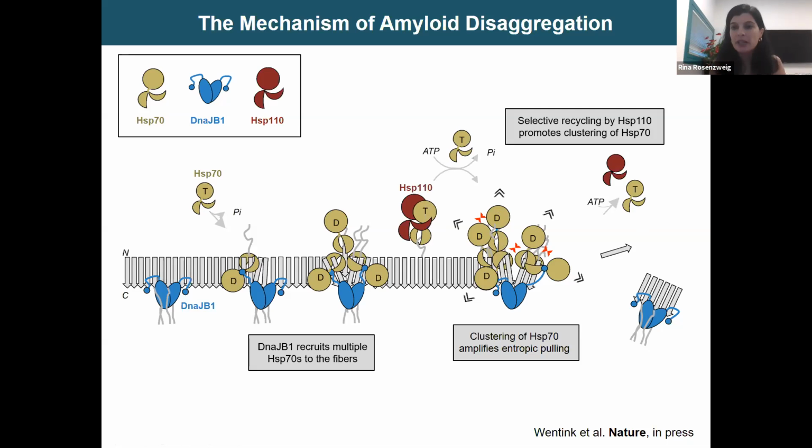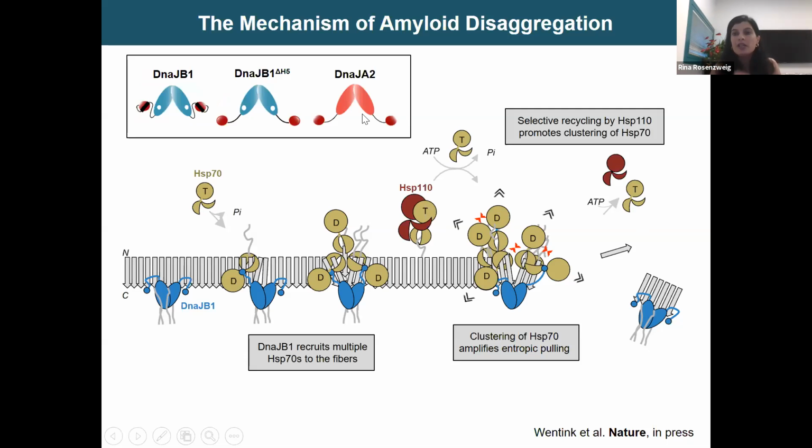So we have this beautiful mechanism of how the free proteins work in protein disaggregation. We wanted to break it into steps and see at which step our DNAJB1 delta helix 5 mutant, which lacks disaggregation activity, stops being functional.